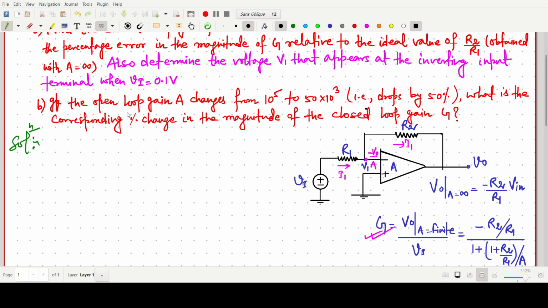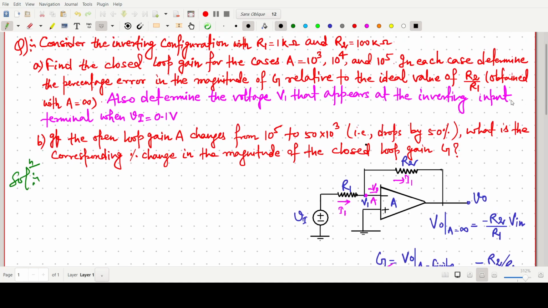And the other thing: if the open loop gain A changes from 10 to the power 5 to 10 to the power 3, meaning a change of 50%, what is the corresponding change in the magnitude of the closed loop gain? So the very first thing in this question is to find the percentage errors.